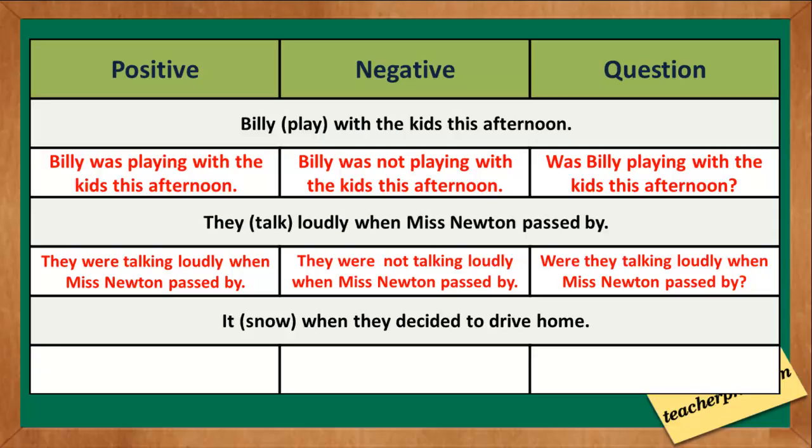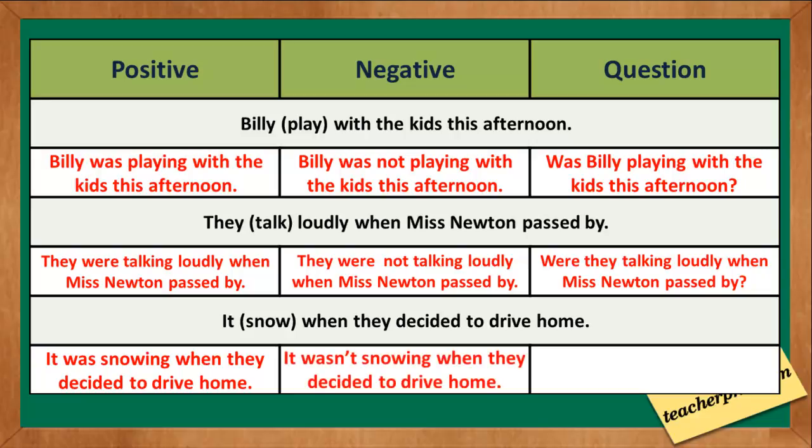The last one, it snowed when they decided to drive home. Snow is the verb. The correct positive statement is, it was snowing when they decided to drive home. The negative statement is, it wasn't or was not snowing when they decided to drive home. And the question is, was it snowing when they decided to drive home?